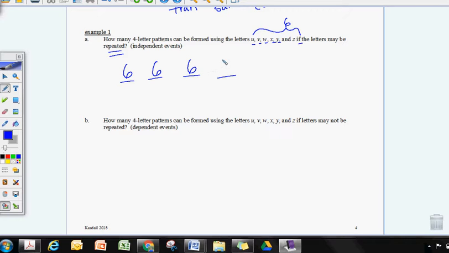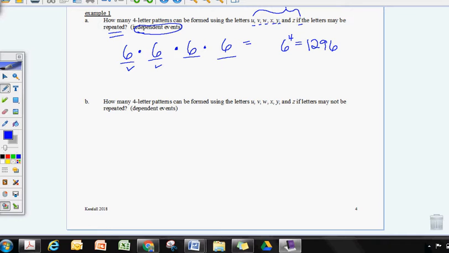I have 6 choices for the third spot, and I have 6 choices for the fourth spot because these are considered independent. This one does not affect this one, and so forth. So if you have 6 choices, 4 events, that actually gives you 6 to the 4th power, which turns out to be 1,296.